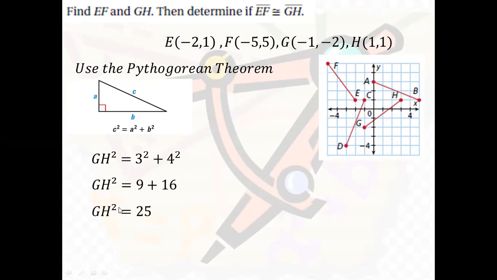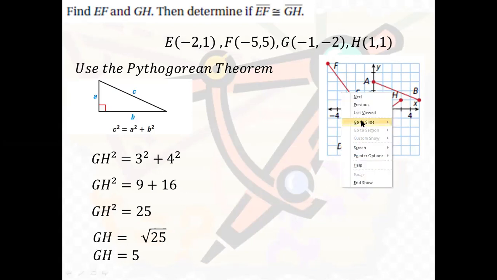Now you cannot leave this square with the GH because we need to find the distance. If you leave this square like this, that means GH multiplied by GH, which doesn't make any sense for finding the distance. So we need to remove this square. To remove a square, you need to find the square root of the number. So the square root of 25 is going to be 5. So the distance between GH is also 5.